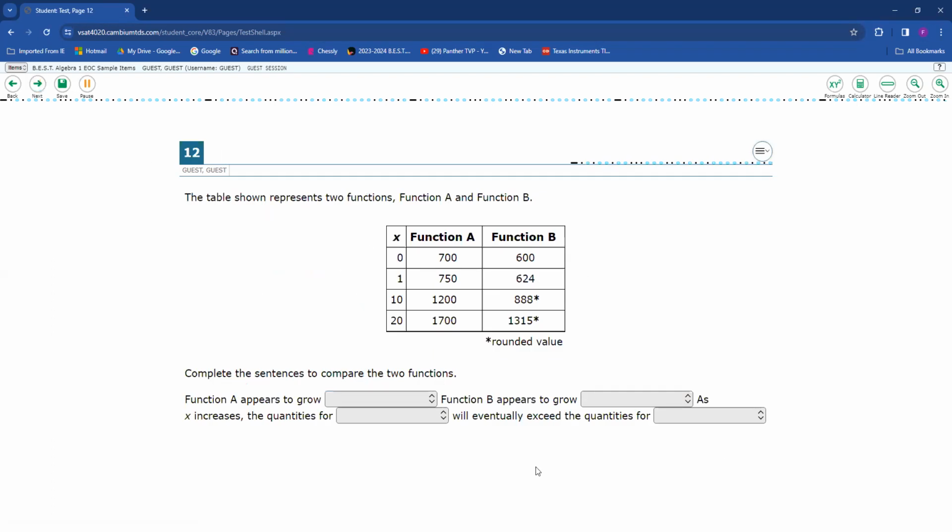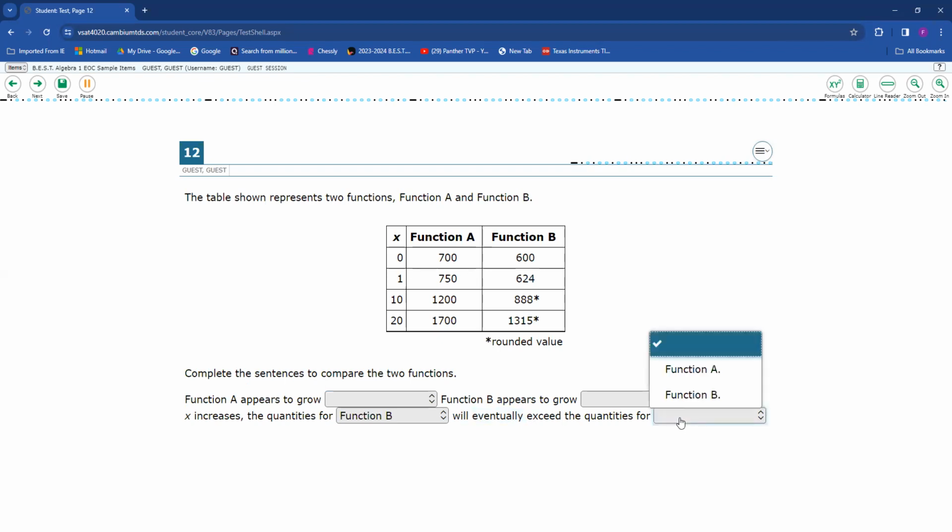Okay, so this one we can discuss. That one appears to grow, and then as x increases, the more values we get on this table. The quantities for one of the two functions will eventually exceed. Eventually exceed means will eventually be bigger. So it means that one is at this time smaller than the other one, and function b is smaller. So just going by that, we know that function b hasn't exceeded 1700 yet, but will eventually. The answer gives me what I need to do. Will eventually exceed. It's a statement.